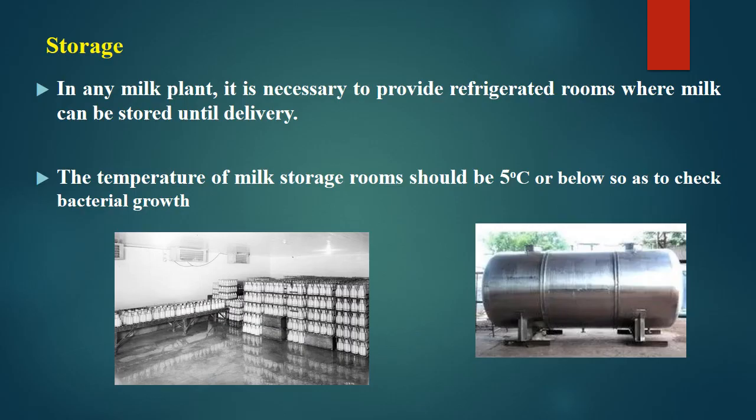Now storage of milk. Pasteurized milk after packaging, there should be a storage room where all the packets will be stored until delivery, or it should be in the storage tank after pasteurization. In any milk plant, it is necessary to provide refrigerated rooms where milk can be stored until delivery. The temperature of the milk storage room should be 5 degrees Celsius or below so as to check bacterial growth, because there are still some bacteria remaining in case of pasteurization. It is not fully killing all the organisms. It is not a sterilization process.